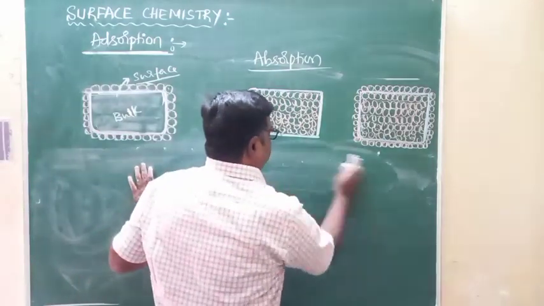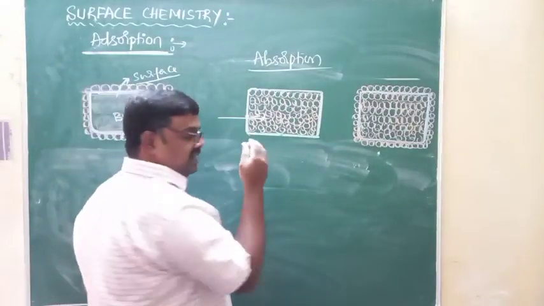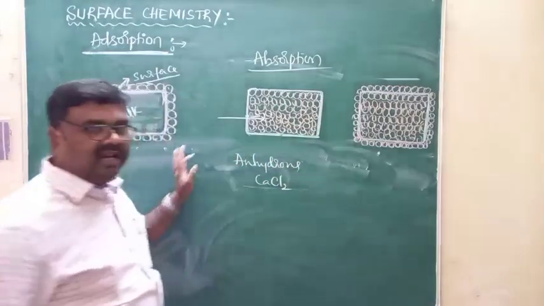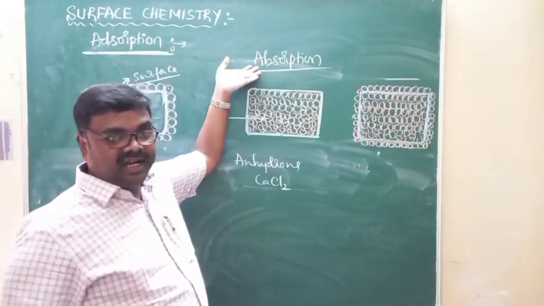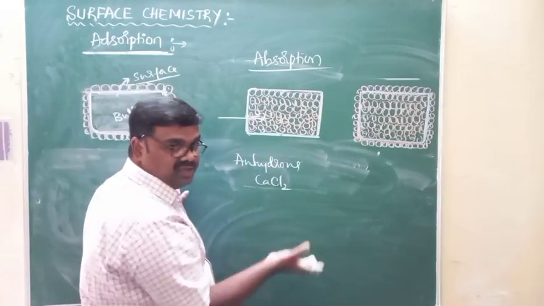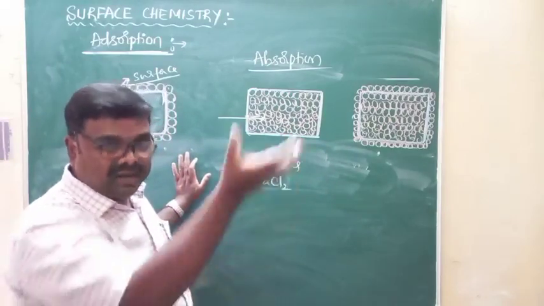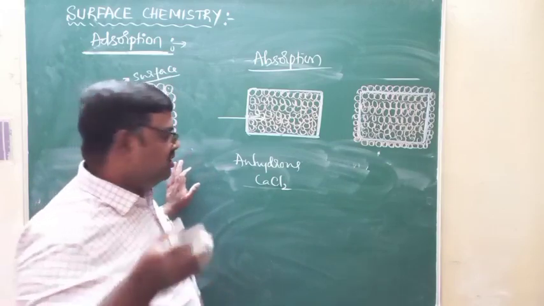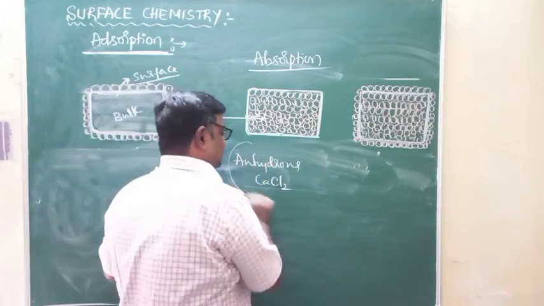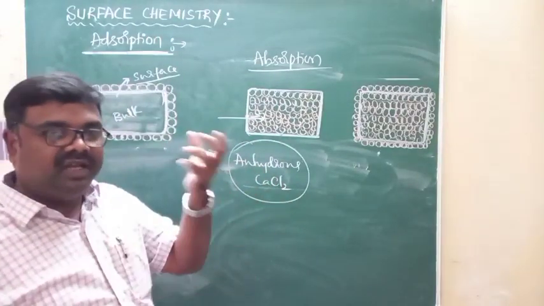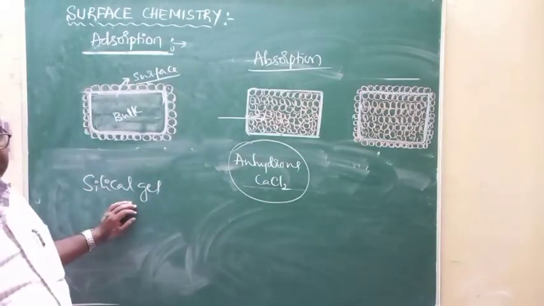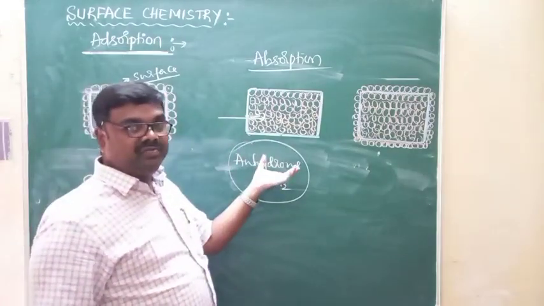As far as an example for absorption is concerned, when anhydrous calcium chloride is exposed to moist air, calcium chloride absorbs water from the air. The molecules of water will penetrate into the bulk of the calcium chloride. That's why we say anhydrous calcium chloride absorbs water from the air. Whereas silica gel adsorbs water from the air.